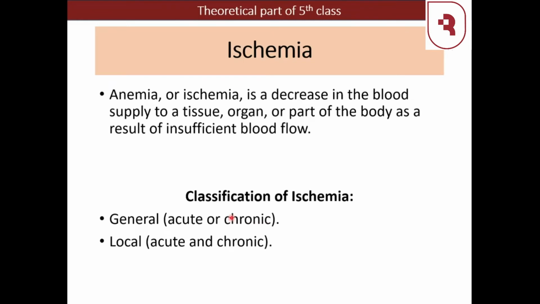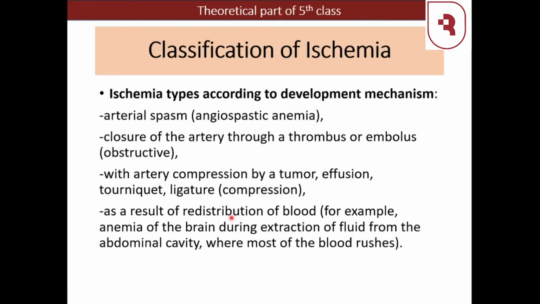Ischemia is a different type of disorder associated with blood filling, and here we may see a decrease of blood supply to an organ, and most of all it is a result of insufficient blood flow. According to classification, there are general and local types of ischemia, and both of them may be acute and chronic.